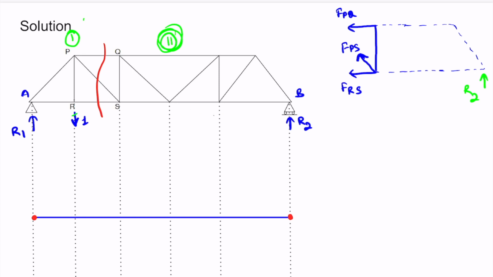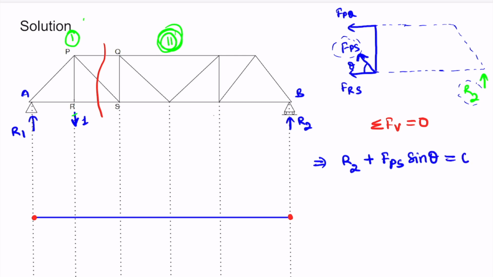Now what we will do, we will use the equilibrium equation. The equilibrium equation says summation of force in vertical direction to be 0. So what are the forces in vertical direction in this second section which I have drawn? This R2 is in vertical direction, which is upward, so I'll write it as positive R2. And what other force? Let's call the angle theta. So FPS sine theta is also in vertical direction and it is upward, so therefore we'll write plus FPS sine theta. There is no other force in vertical direction, therefore it is 0.